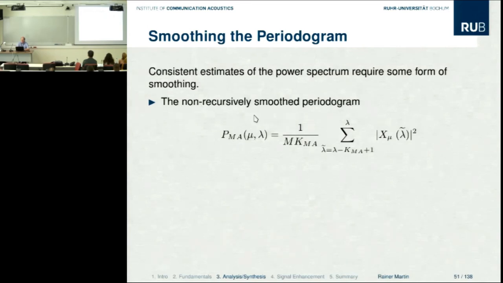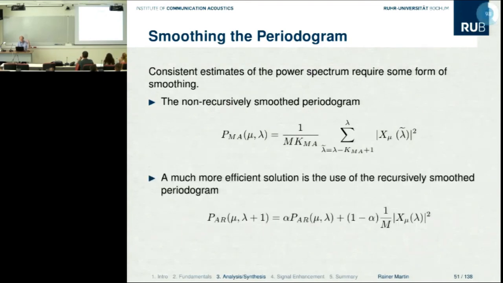And the most obvious way is simply to collect several successive frames of your signal and average them. That is called non-recursive smoothing, where you simply do a summation over several successive periodograms. But that's inefficient for most algorithms because you need to store all these past periodograms in order to average them. You need a lot of memory, and you need to do this summation and so on. A better way is to do it recursively as a first-order recursive process.